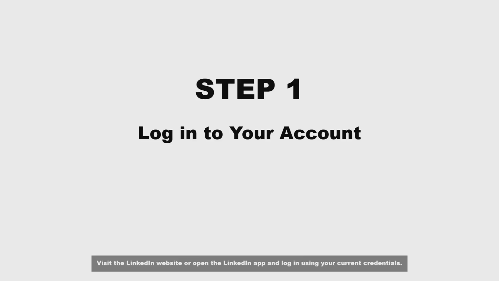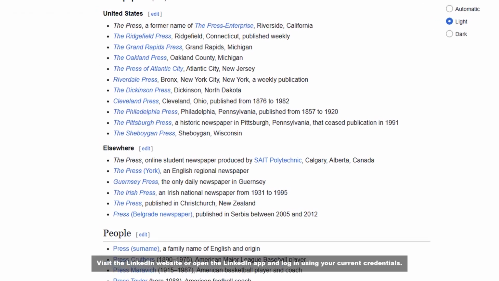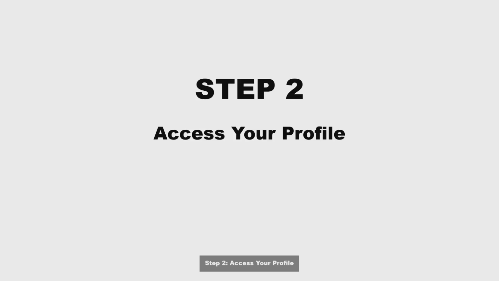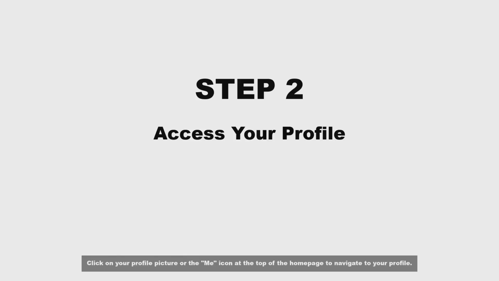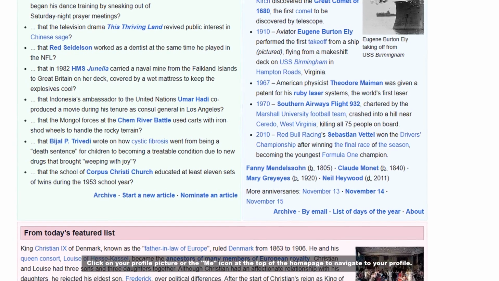Visit the LinkedIn website or open the LinkedIn app and log in using your current credentials. Step 2. Access your profile. Click on your profile picture or the Me icon at the top of the homepage to navigate to your profile.